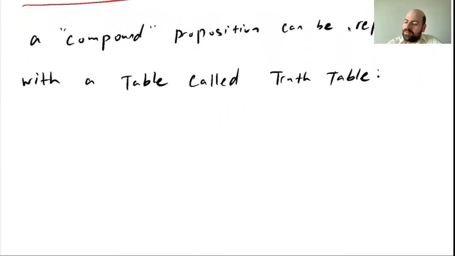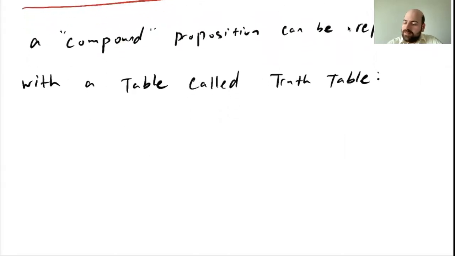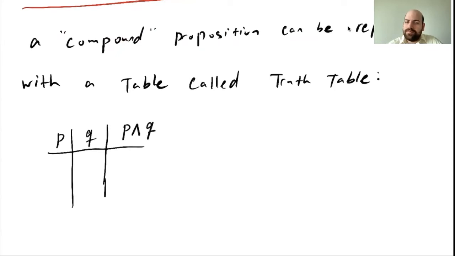Right? So the truth table looks like this. Let's say I have P here, for example, Q, and then P conjunction Q. In this table, we have to record all possibilities of truth values for P and Q. And for each case of truth values of P and Q, we have to record the truth value of the compound proposition, and in this case it is P conjunction Q.